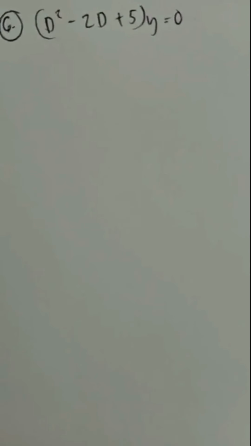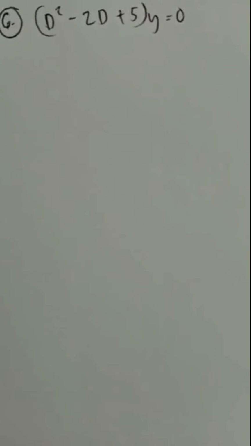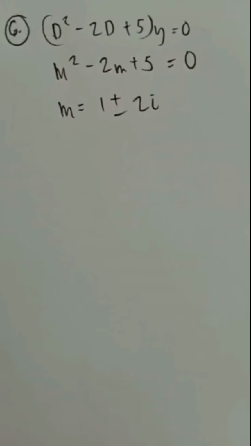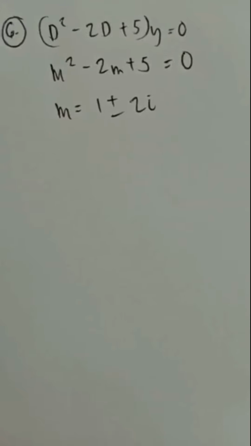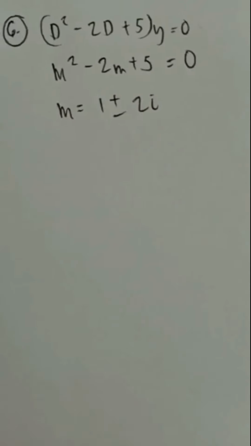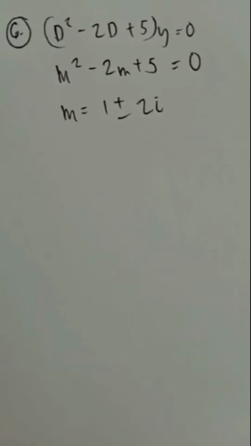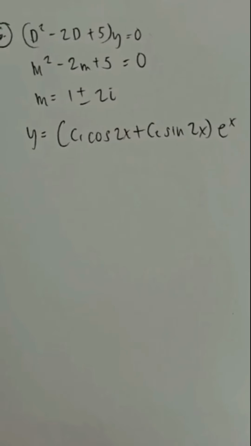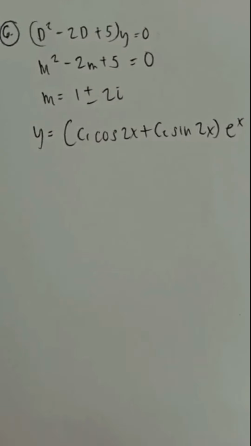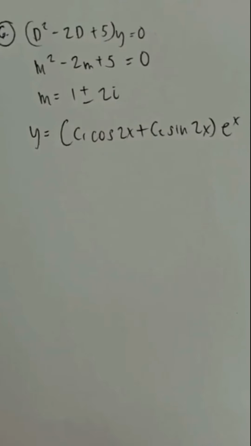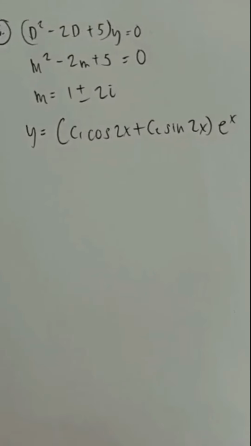Itong given natin ay nasa differential operator form ulit siya, kaya gagawin natin siyang auxiliary equation. Kaya magiging m squared minus 2m plus 5 is equal to 0. Ang roots nito ay m is equal to 1 plus or minus 2i, imaginary. Kaya ang y nito is equal to quantity c1 cosine 2x plus c2 sine 2x quantity e raised to x.